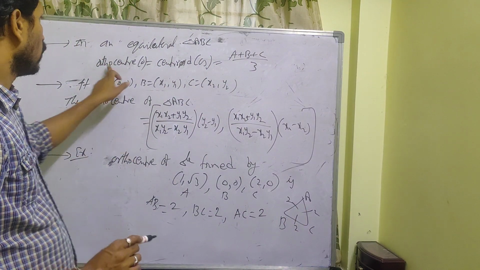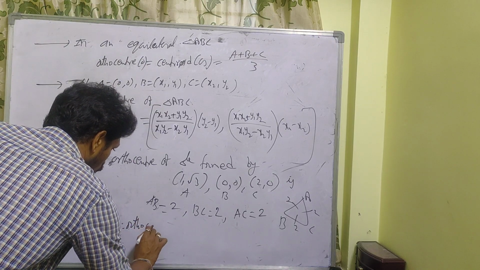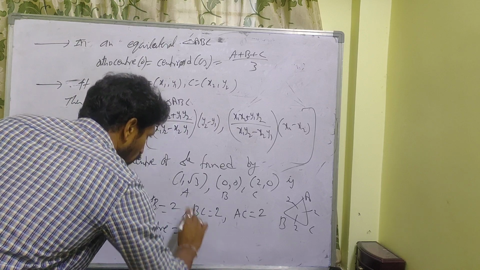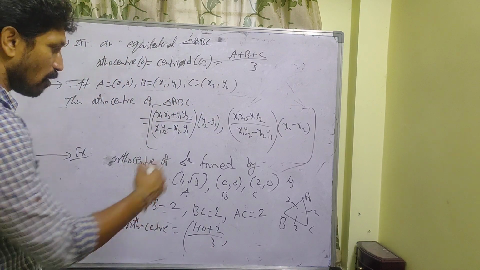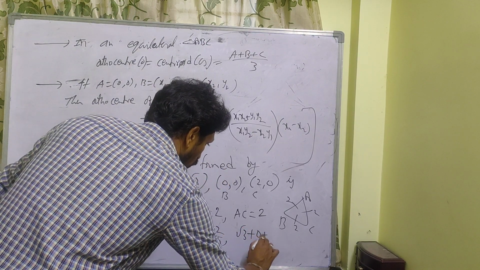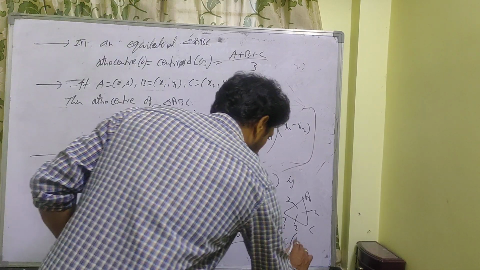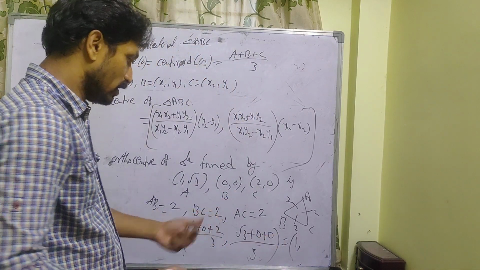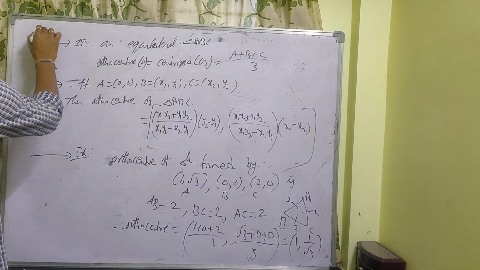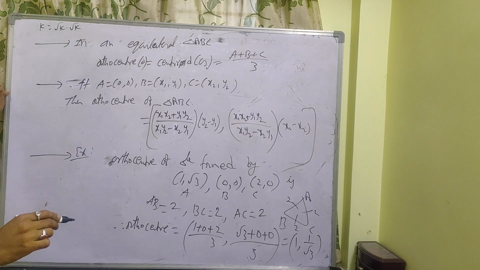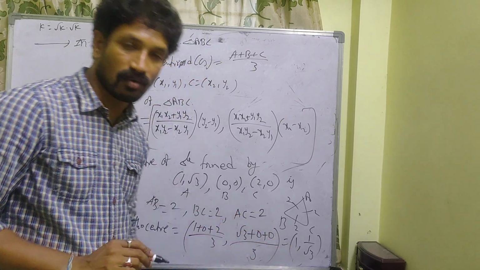So it is an equilateral triangle. In an equilateral triangle, the orthocenter is nothing but the centroid. So therefore the orthocenter is equal to, what is that? 1 plus 0 plus 2, the sum of x coordinates by 3, and the sum of y coordinates by 3: root 3 plus 0 plus 0 by 3. So what is this answer? Here 1 plus 2, 3 by 3, that is 1. Root 3 by 3. Root 3 by 3 means you can write 1 by root 3 also, because k is equal to root k into root k. Here you can write 3 as root 3 into root 3. Root 3 cancels, leaving 1 by root 3. So the answer is 1 comma 1 by root 3.